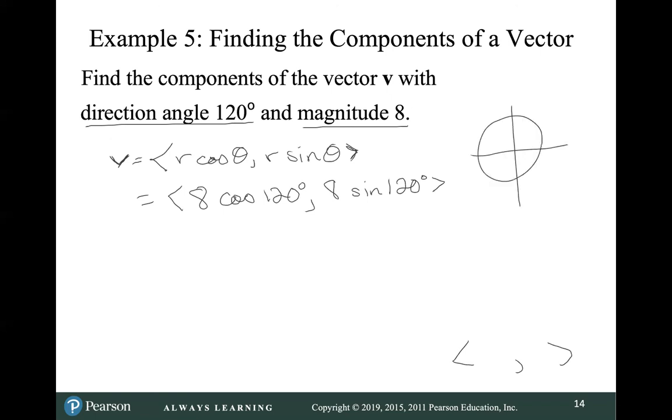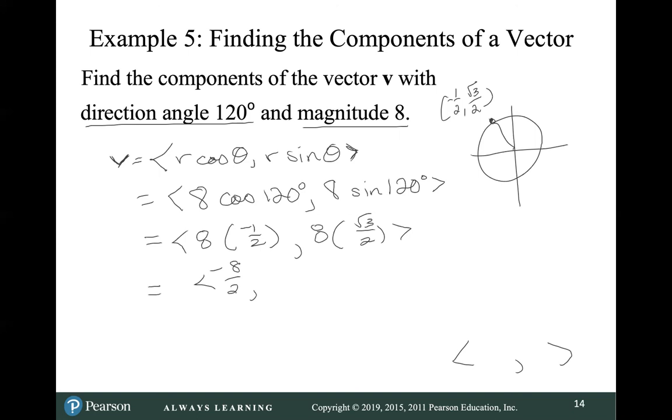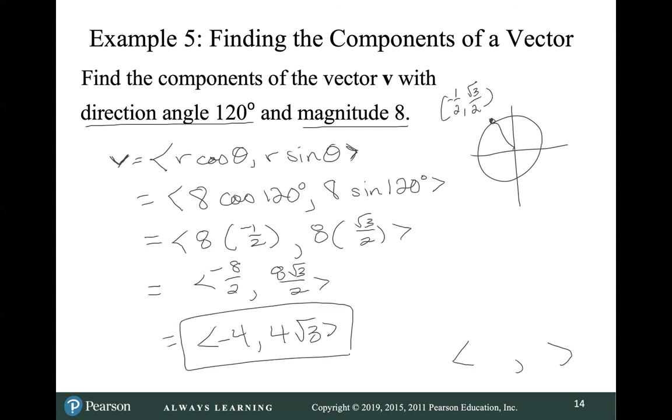I'm going to relate this to the unit circle. So 120 degrees is here. That gives me negative 1/2, comma, root 3 over 2. So this is 8 times negative 1/2, comma, 8 times root 3 over 2, which gives us negative 8/2, comma, 8 root 3 over 2. Simplifying that, we get negative 4, comma, 4 root 3. So this is the component form of the vector that we were given with the magnitude and direction, applying that formula that we talked about in class.